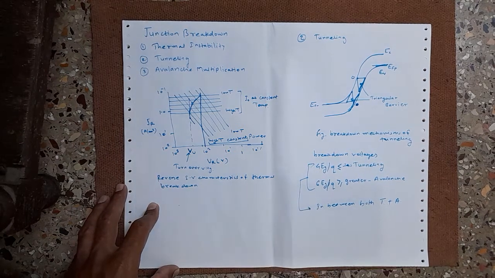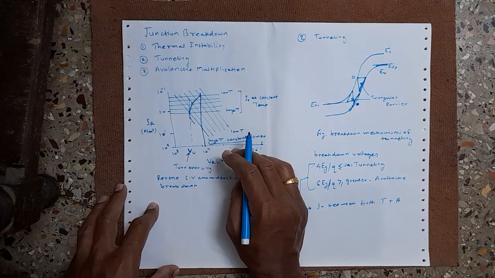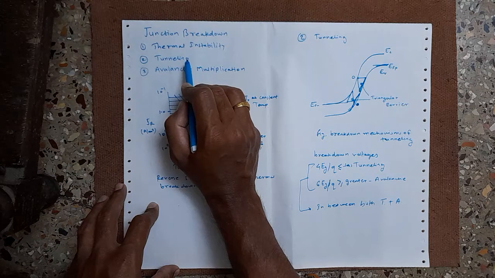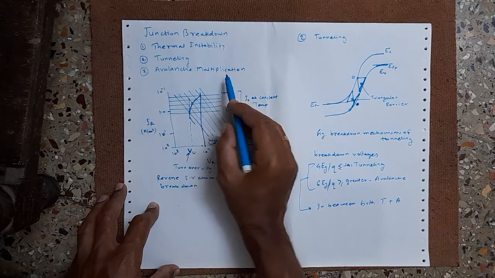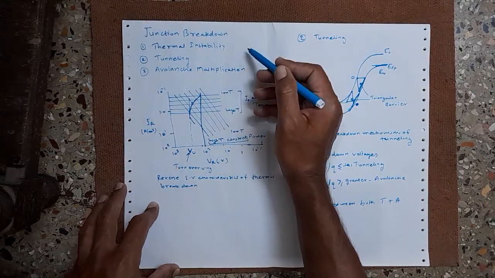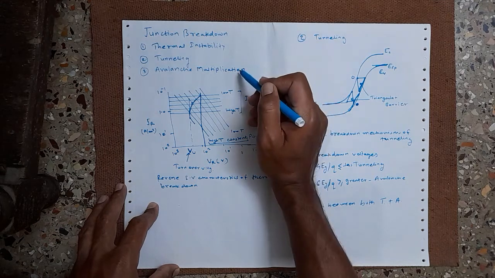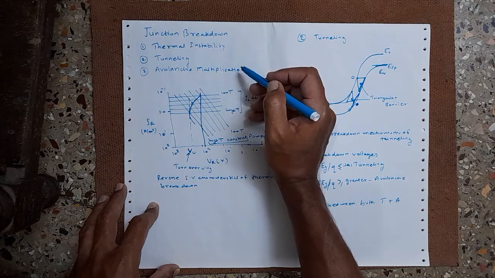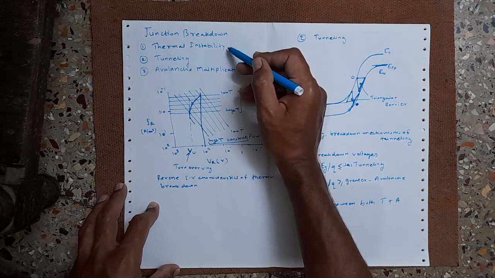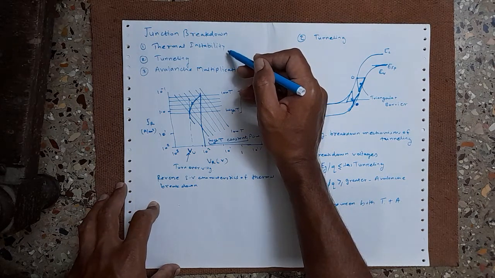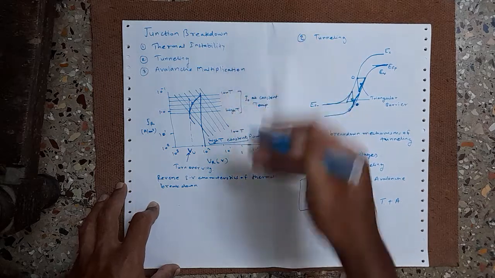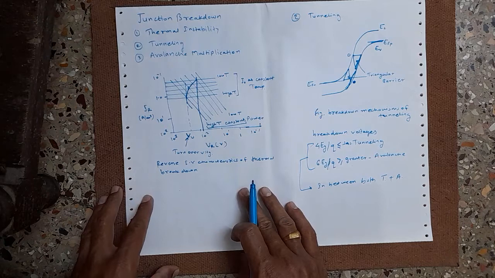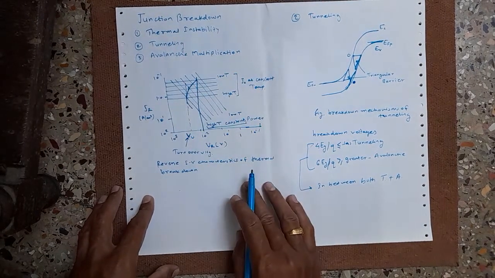Now there are basically three types of mechanisms: thermal instability, tunneling phenomena, and avalanche multiplication. In these three ways the junction breakdown can happen only in the reverse bias case. Let's talk briefly about the first two, and then in detail about the avalanche multiplication in the next lecture. So the first one is thermal instability.